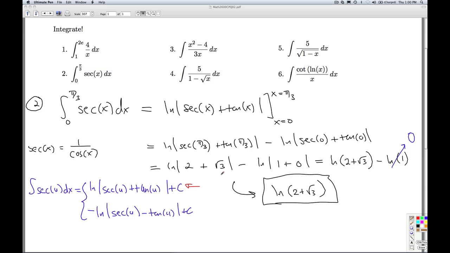Now, even though we're not asked to do so, geometrically, what are we doing? Since the secant function is positive on the interval 0 to pi over 3, we can graph that. Secant of 0 is 1. Secant of pi over 3 is 2. What we're actually doing with this integral is finding the area between the curve y equals secant x and the x-axis on the interval 0 to pi over 3, and that works out to be this number. Okay? Just a geometric spin on this problem. Anyway, that'll do it for number 2.